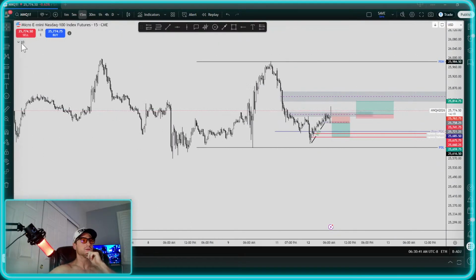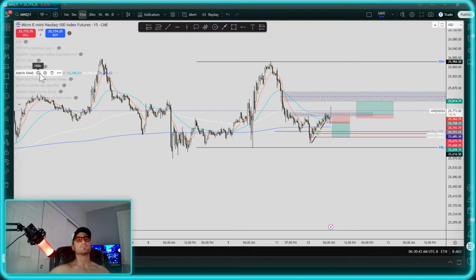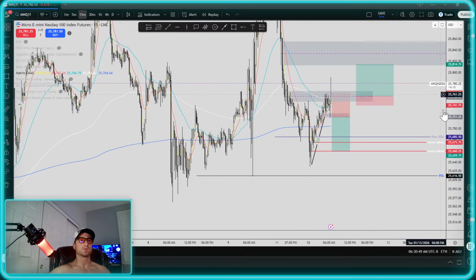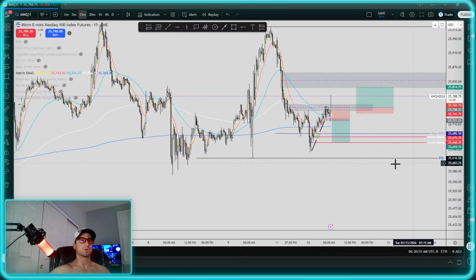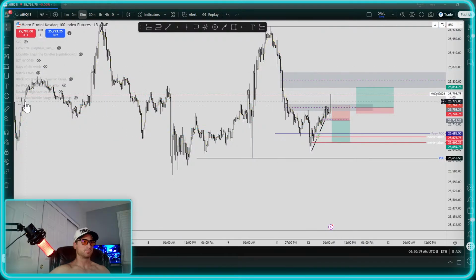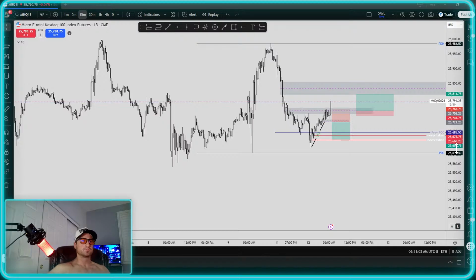Check our EMAs. Alright, these are very bunched up EMAs. It's kind of out of order. It's not really ideal for trend continuation or anything. It's kind of just looking to pop out of there and make some kind of move, which it's doing right now. Just gonna have to read and react here.